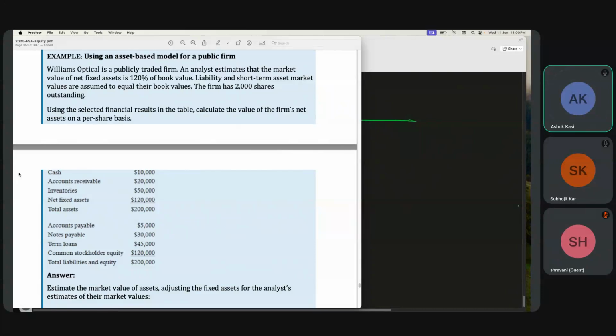Okay. So here, William Optical is a publicly traded firm. An analyst estimates that the market value of net fixed assets is 120% of book value. So we are supposed to take market value. If book value is 100, the market value is 120. The liability and short-term asset market values are assumed to be equal to their book value. So only net fixed assets we are changing. The firm has 2,000 shares outstanding. Using the selected financial results in the table, calculate the value of the firm's net assets on a per share basis.